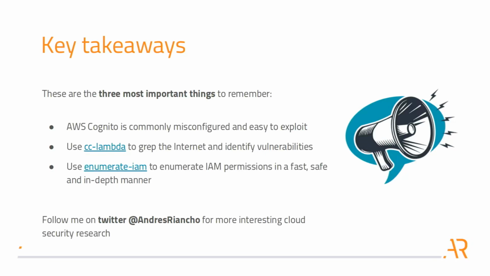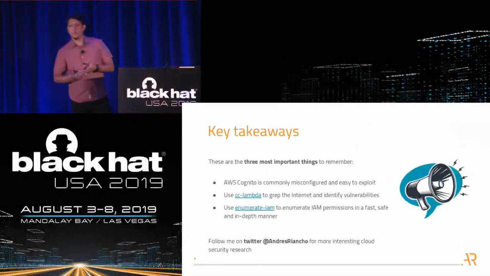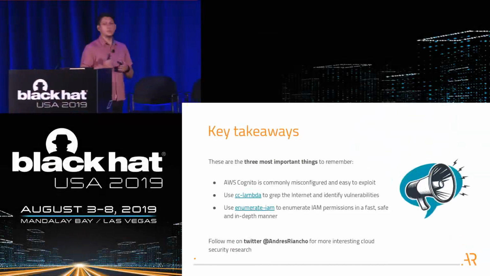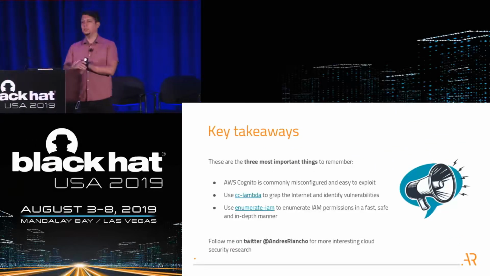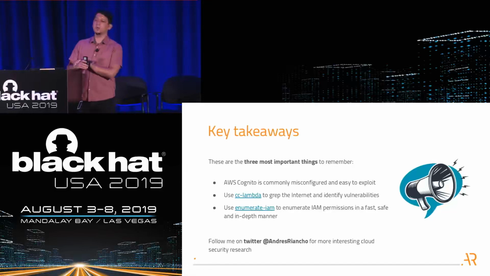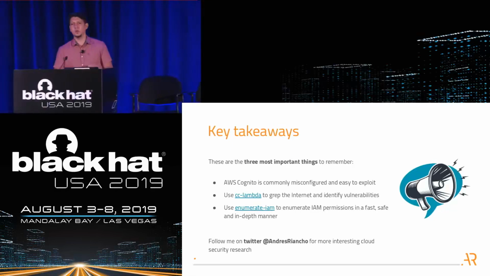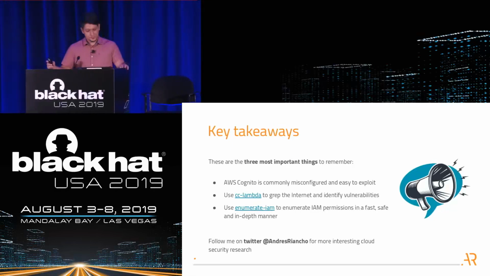Use CC Lambda to grab the internet. There's a lot of research which can be triggered by this. Just searching the internet in different ways can give you a lot of information for evil or for good. And use Enumerate IAM in order to enumerate permissions when you get access to a set of AWS credentials.